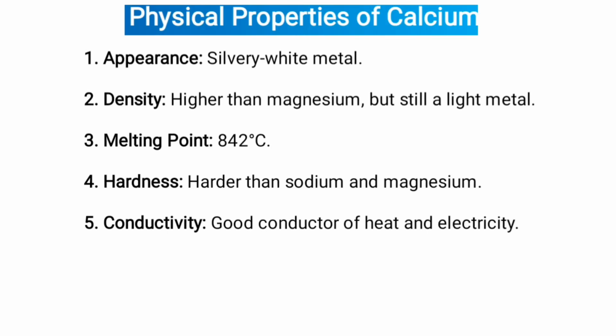Now, physical properties of calcium. First one, appearance: calcium is a silvery white metal. Second one, density: the density of calcium is higher than magnesium, but it is still a light metal. Third one, the melting point of calcium is 842 degrees centigrade. The fourth one, hardness: calcium is harder than sodium and magnesium. And the fifth one, conductivity: calcium is a good conductor of heat and electricity.